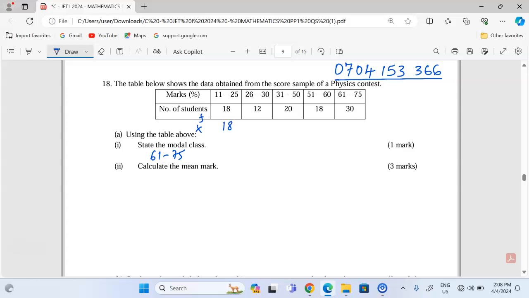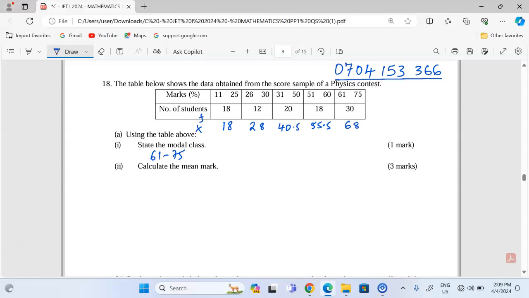The next is 26 and 30. You add and divide by 2, you get 28. The next is 31 and 50. We add and divide by 2, 40.5. The next is 51 and 60. We add and divide by 2, we get 55.5. Then we have 61 and 75. Added and divided by 2, we get 68 as the midpoint.